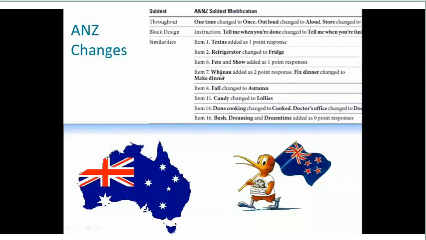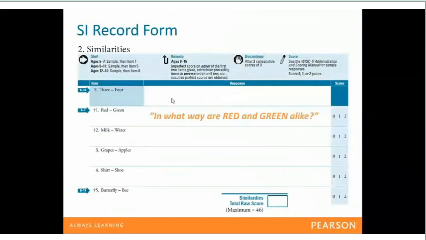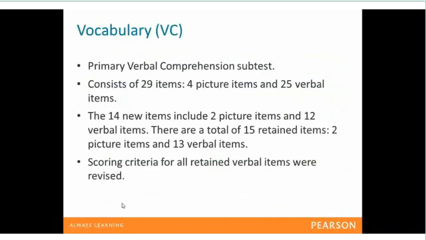Item 7, for example, whānau, meaning family, is added as a 2-point response, and item 16, words like bush, dreaming, and dream time have been added in. We have a sample item on similarities now, which is 3 and 4. And then the other items, you can see many of these pairs are new. Red and green, grapes and apples, butterfly and bee, and some of the more difficult ones are new as well.